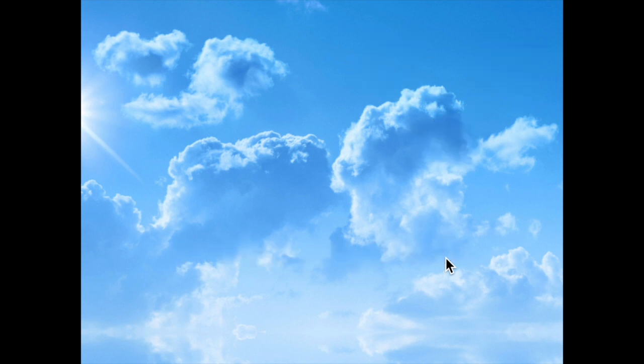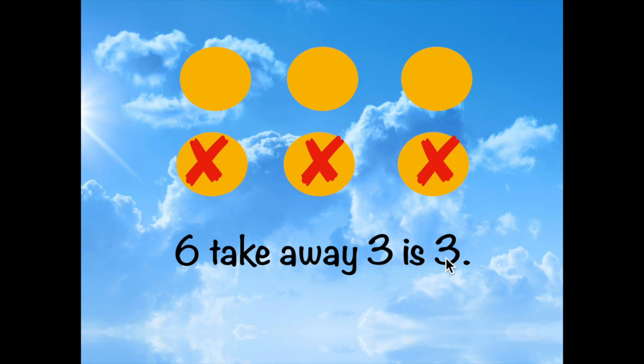Let's see how we could show this with counters. How are the counters the same as the bees? You're right, there are 6 counters just like there were 6 bees. What do you think the X's represent? You're right, the X's represent 3 bees flying away. I could use the same subtraction sentence. 6 take away 3 is 3, because there are still 3 left over.